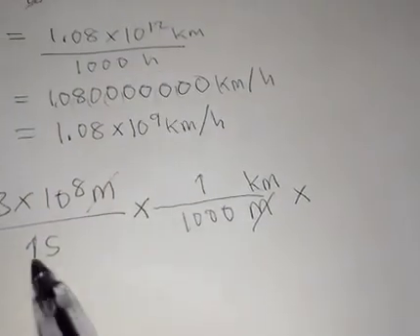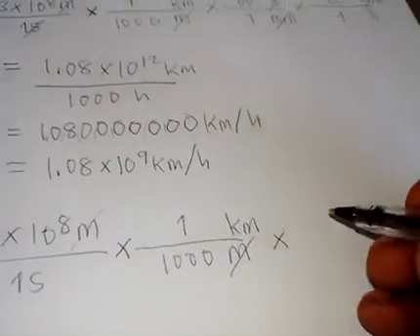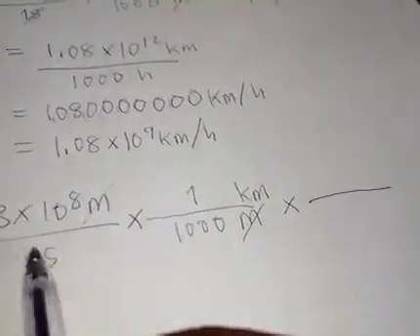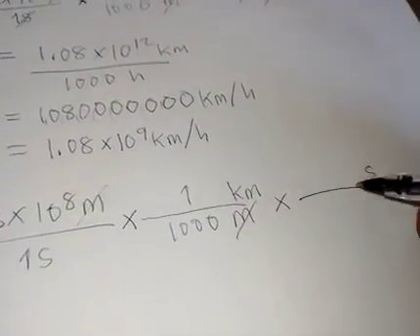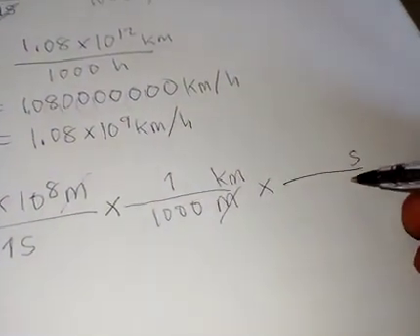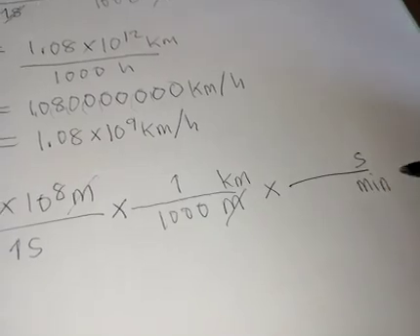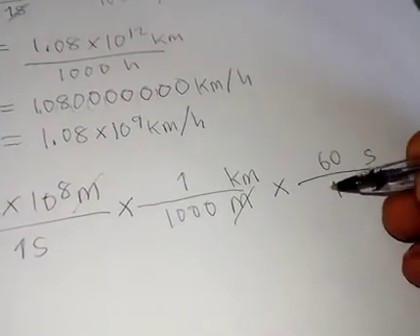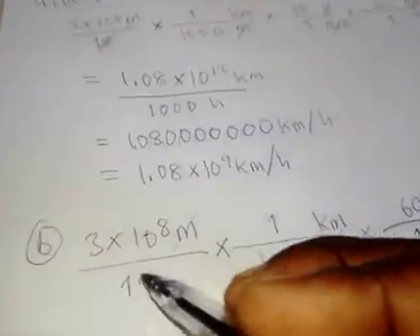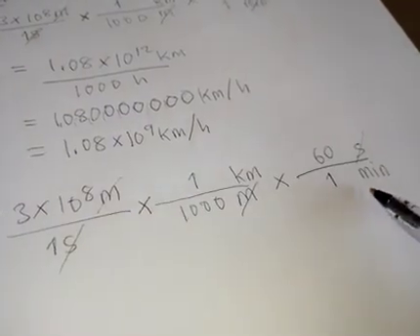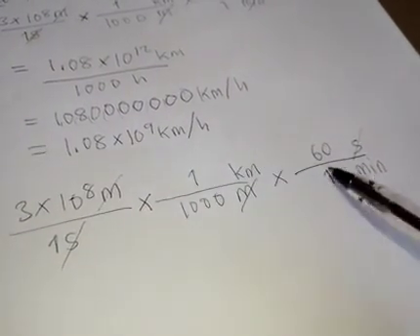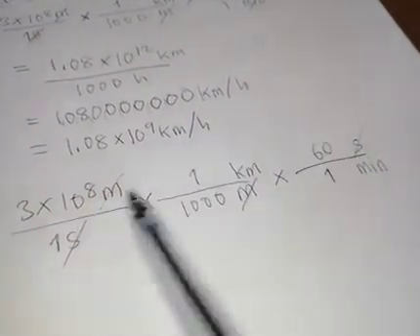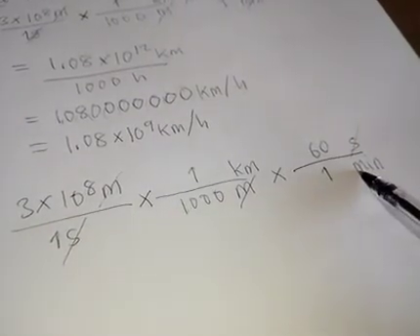Then next, this second should be converted into minutes. To get rid of S, we should have S there, such that S and S will cancel. Then down there, I want minutes. We know that 60 seconds make 1 minute. Then second and second will cancel. Then we have remained with minutes and also kilometers. So you just multiply what you have remained with.